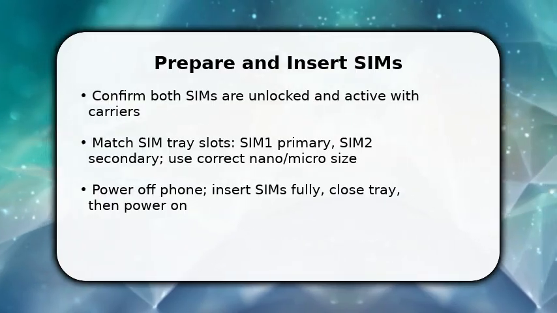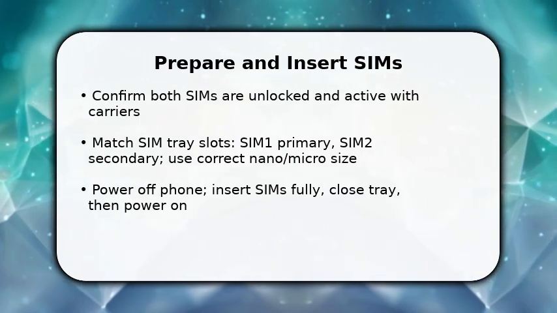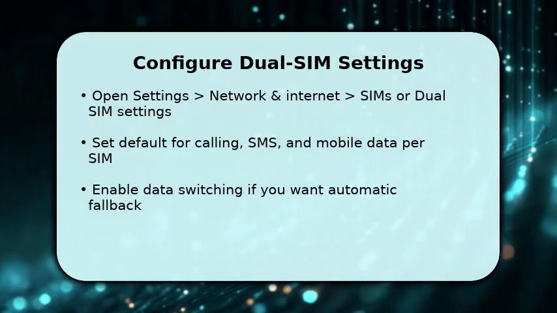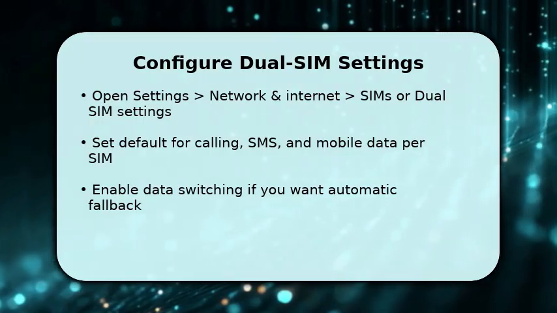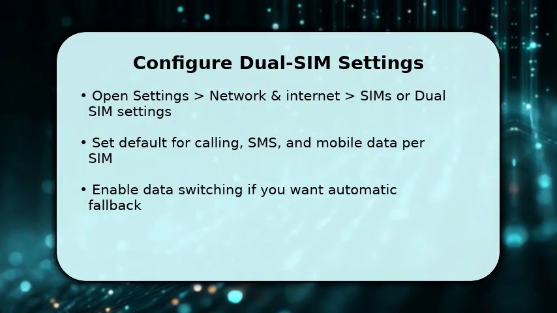Now move to enabling dual SIM controls in software, so the system knows how to route calls and data. You now configure how the phone uses both networks. Go to dual SIM settings and assign default SIM for mobile data, calls, and text. This reduces prompts during use.